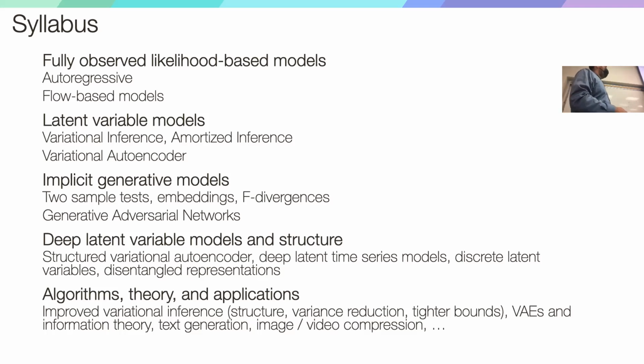And then finally, not necessarily last, but maybe infused over the duration of the course, there are applications and theory. So we'll learn about improving variational inference for achieving better results. We'll also learn about information theory a bit, because variational autoencoders have a tight connection with information theory, and that also draws the links over to neural data compression. So we'll also talk about compression.